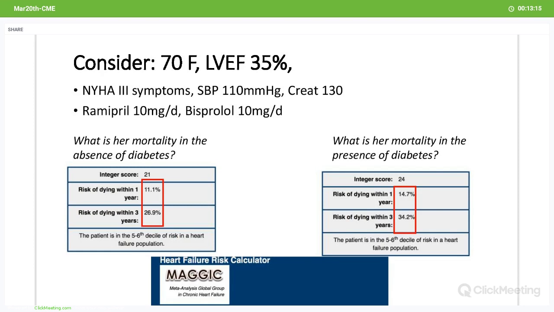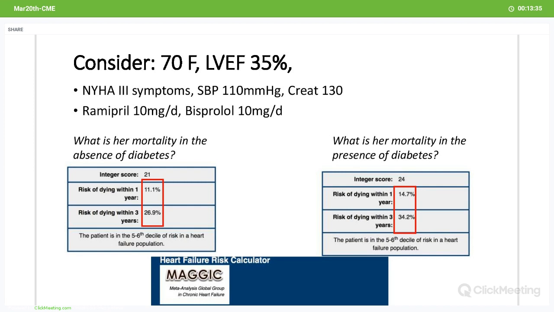So there's supposed to be a graphic there, or an animation. But what I wanted to show with this slide is that if you consider a base case of a 70-year-old female with an ejection fraction of 35%, the average age of all heart failure patients is about 70 years old, and women have this just as much as men do.